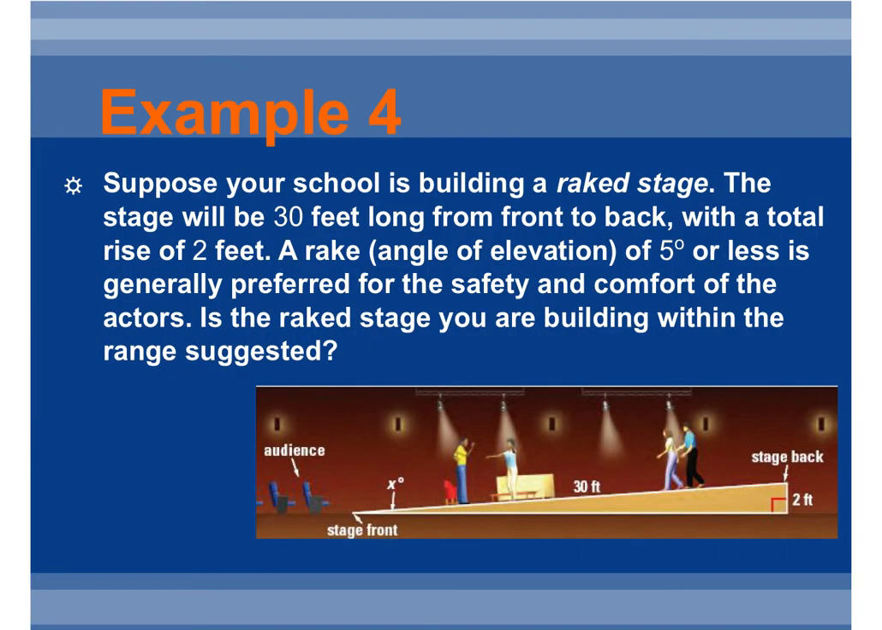So, okay, example 4, we are going to take a look at. Suppose your school building is a raked stage. The stage will be 30 feet long from front to back with a total rise of 2 feet. A rake, angle of elevation of 5 degrees or less, is generally preferred for the safety and comfort of the actors. Is the raked stage you are building within the range suggested?